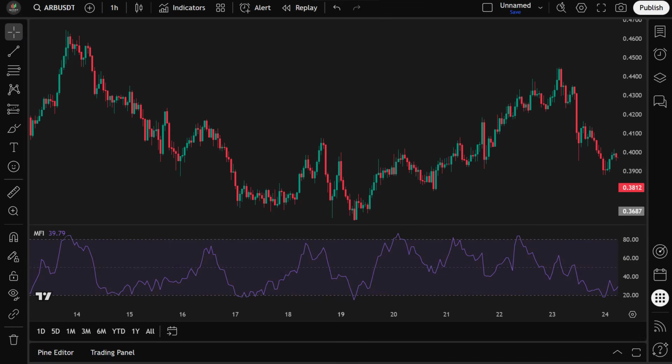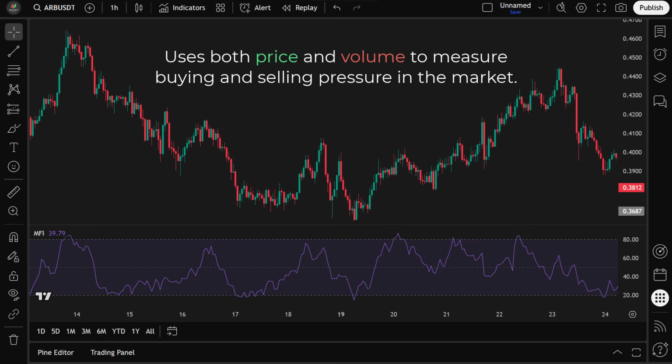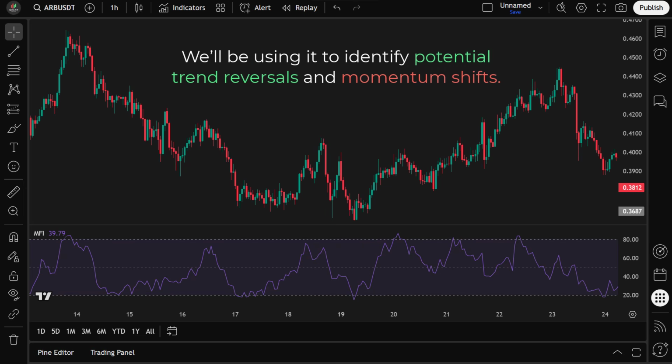Before we dive into the strategy, let's start by breaking down the key indicators we'll be using. 1. Money Flow Index. The Money Flow Index, or MFI, is a momentum indicator that uses both price and volume to measure buying and selling pressure in the market. We'll be using it to identify potential trend reversals and momentum shifts.